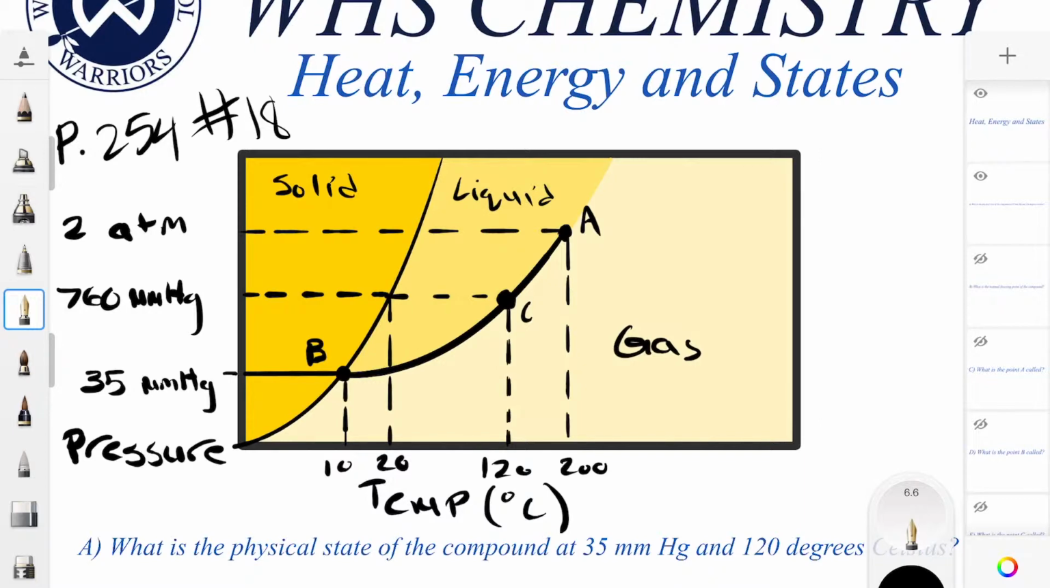So, we'll find the point at which 35 intersects with 120 degrees Celsius. So we see here the first pressure we're given is 35 millimeters of mercury. So if we trace that across until we reach 120 degrees Celsius on the opposite axis, we see that that intersection point is in the gaseous region of the graph. So the answer here is gas.